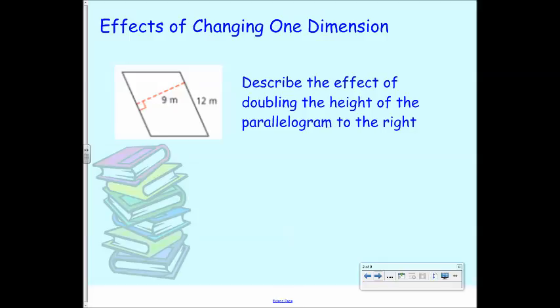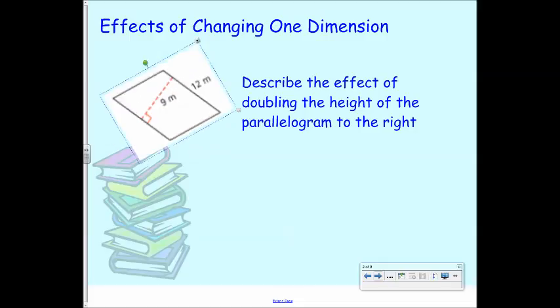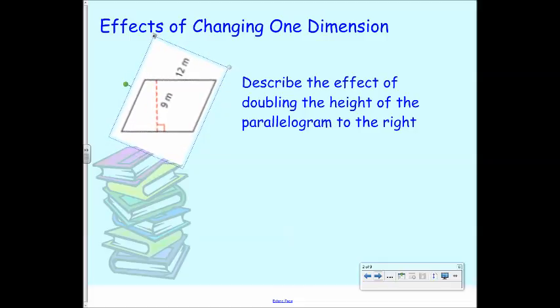The height of the parallelogram is 9 because it's perpendicular to the base. It's actually kind of turned like this. So that might make it a little bit more obvious that 9 is the height. That's not perfect, I didn't turn it quite the right way.